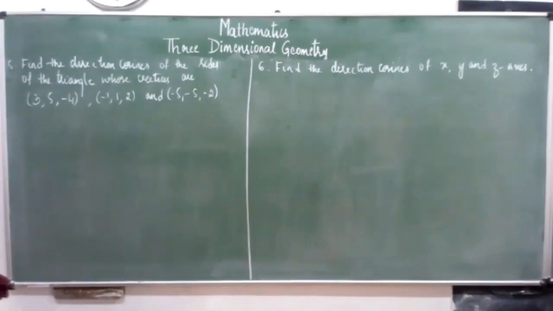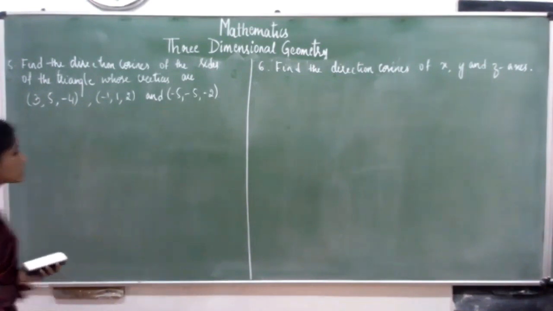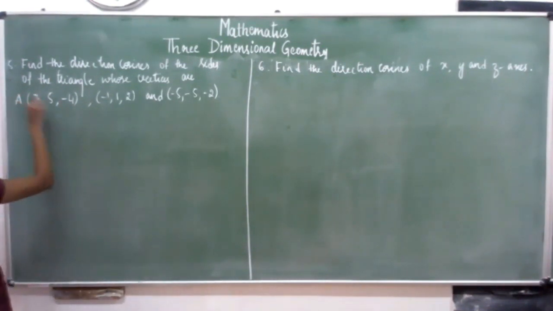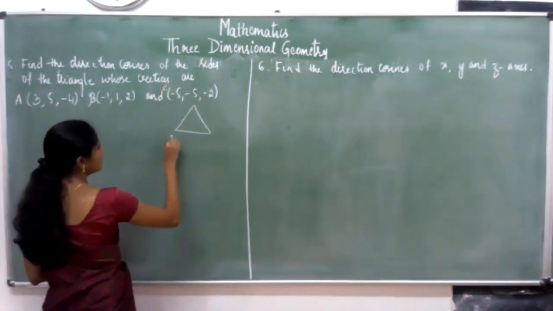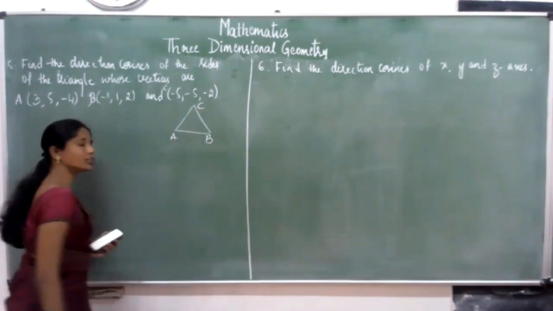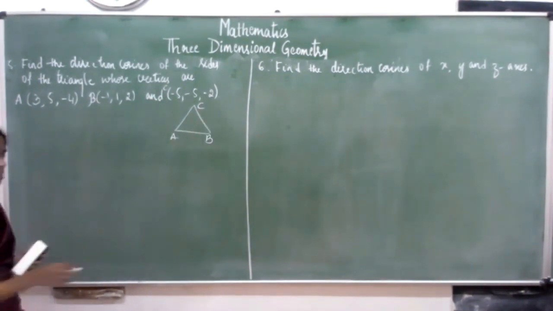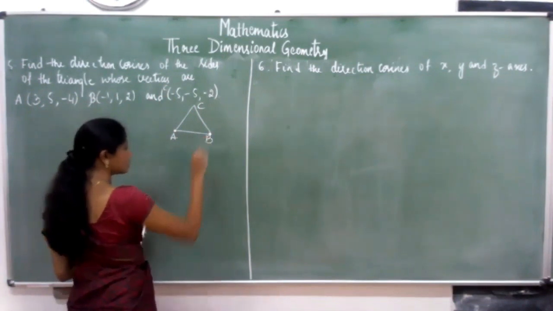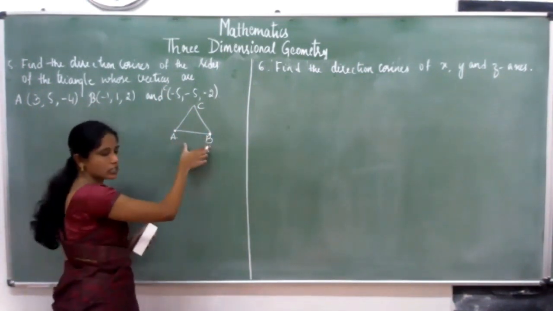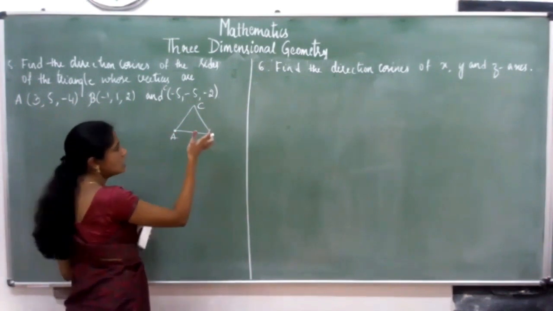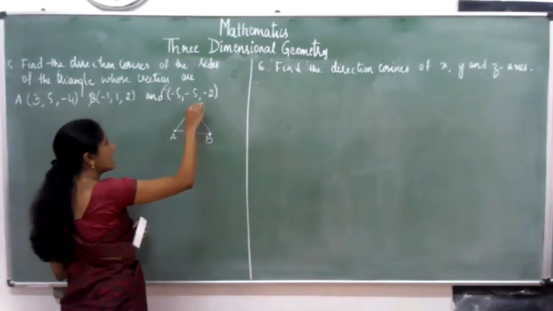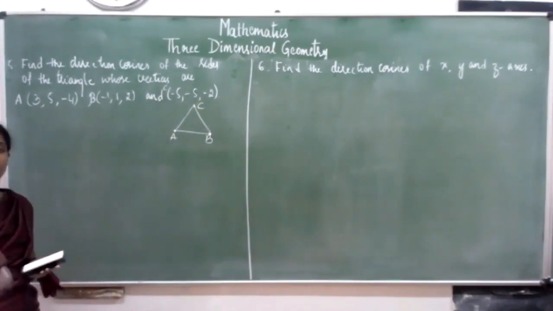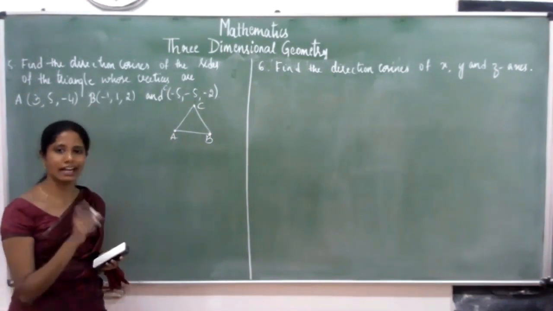Understood? Next question: find the direction cosines of the sides of the triangle whose vertices are given. So these are the vertices. I'll take them as A, B and C. So we have a triangle ABC. We need to find the direction cosines, meaning the direction cosines of the line joining the points A and B. Similarly, next we need to find the direction cosines of the line joining the points B and C, and next the line joining the points C and A.